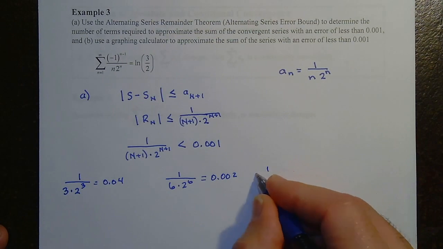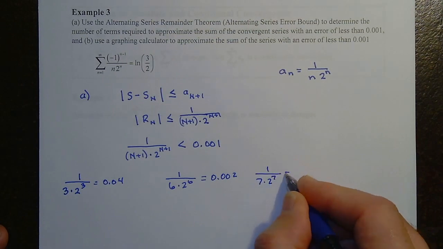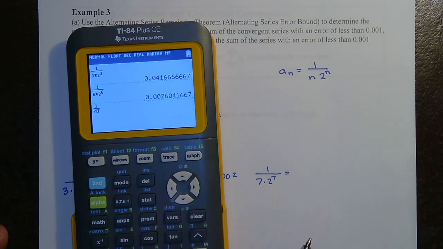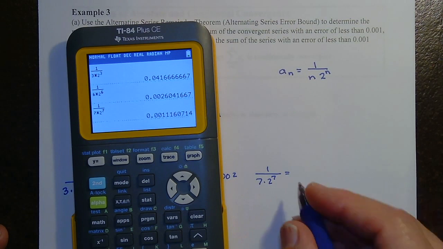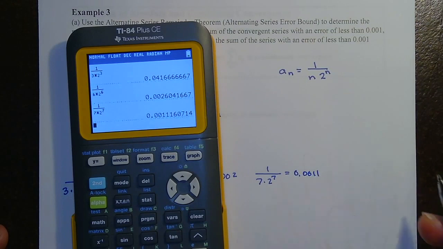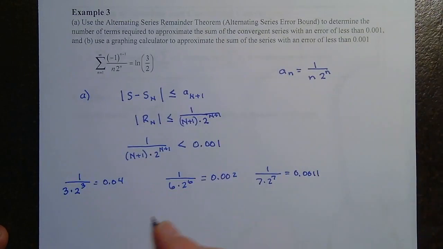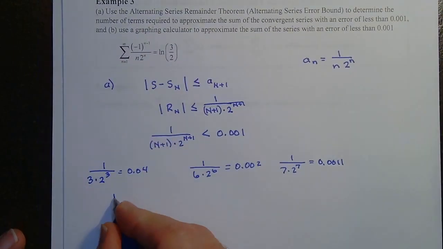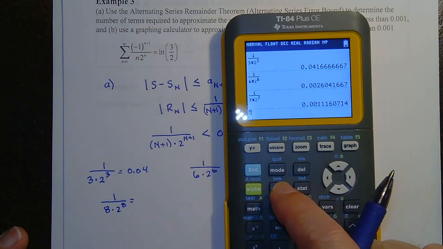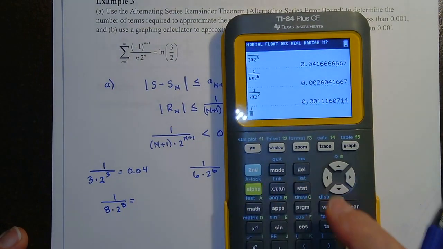Okay, but I am going to try the next one. So let's try this one: 1 over 7 times 2 to the 7th. What does that give me? Right, because I'm so close, I might have it on this one. 7 times 2 raised to the 7th, and that's 0.0011. That's not less than 0.001. So I bet 8 will do it for us. Okay, so let's try 8. So 1 over 8 times 2 to the 8th, and see what that gives us. If that gives us less than 0.001, we have it.